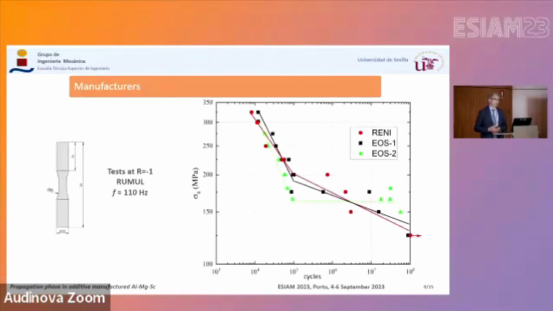And we did the fatigue test. This is the specimen that we used. We tested them at more or less 110 Hertz. And these are the results. We see that they are more or less the same. One group is better for maybe this region, another one is better for this region, but they are all similar. So we saw that the influence of the machine was not too big, which is something good.